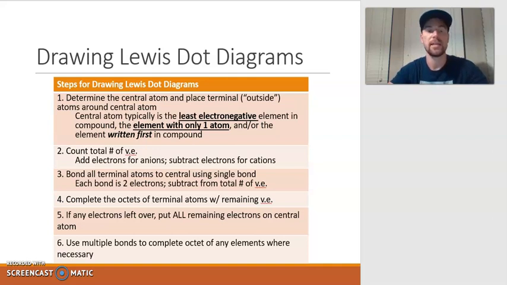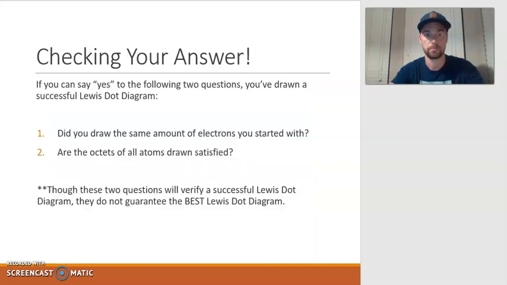Step 4, complete the octets of terminal atoms with remaining valence electrons. Remember, octet means 8 valence electrons, with the exception of hydrogen, which is only 2. Step 5, if you have any valence electrons after step 4, place them all on the central atom. Doesn't matter if you have 1, 2, or 6, place them all on the central atom. Finally, step 6, use multiple bonds, that's double and triple, only if you have to complete the octet of any elements where necessary. Like I said, those rules don't make any sense to you right now. When we do examples, though, it will.